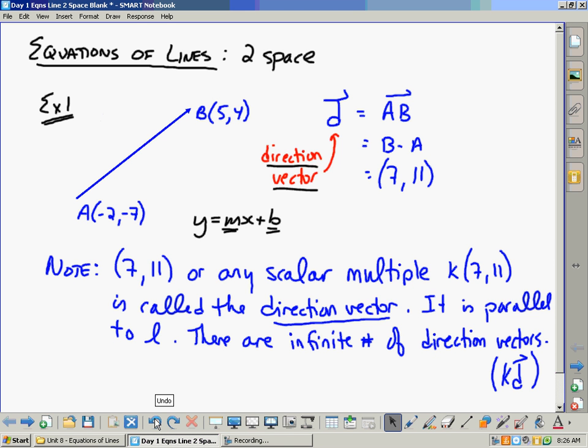So, how's the direction vector found? Well, the direction vector represents that same vector that we've already found before. We just didn't call it a direction vector. So in this case, if I have the direction vector from A to B, then of course the vector is AB. And we know that we find AB by doing B minus A. In this case then, it's going to be 5 minus minus 2 and 4 minus minus 7. So 5 minus minus 2 is 7. 4 minus minus 7 is 11, and we get our direction vector is 7, 11.